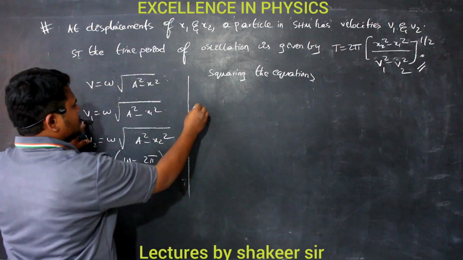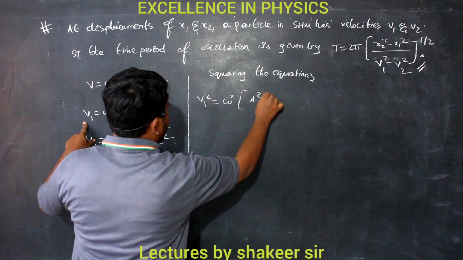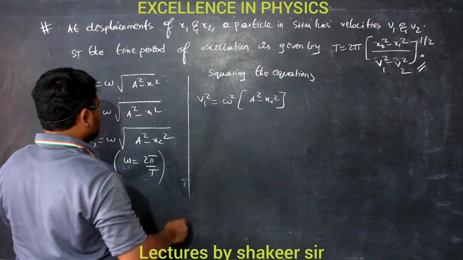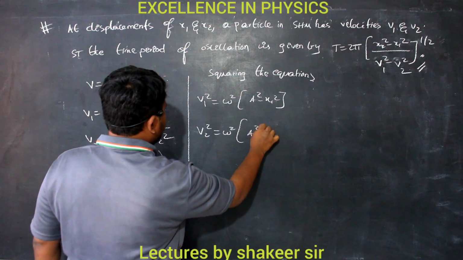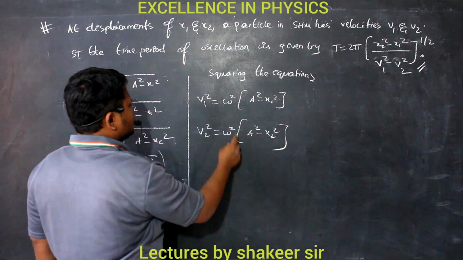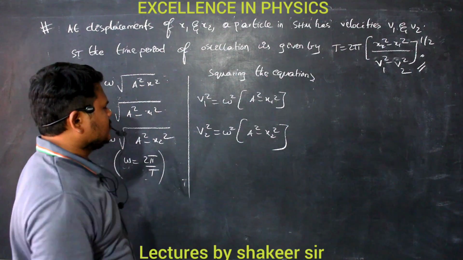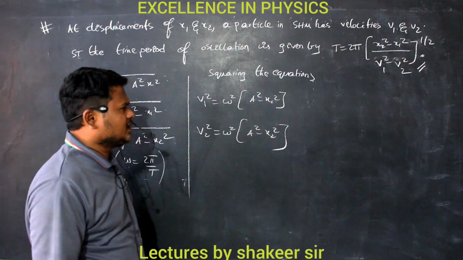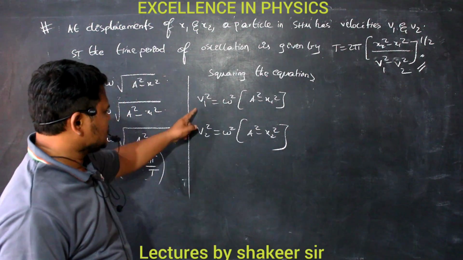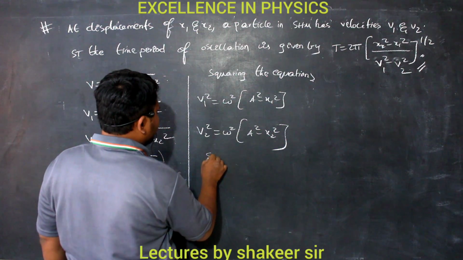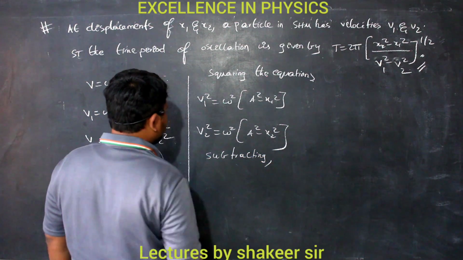The first equation: v1² = ω²(a² − x1²). Similarly the second: v2² = ω²(a² − x2²). Clear? Here I have ω²a², and here also I have ω²a². So why not subtract both of them? And here I have the term v1² − v2². So subtracting the equations, what will we get?